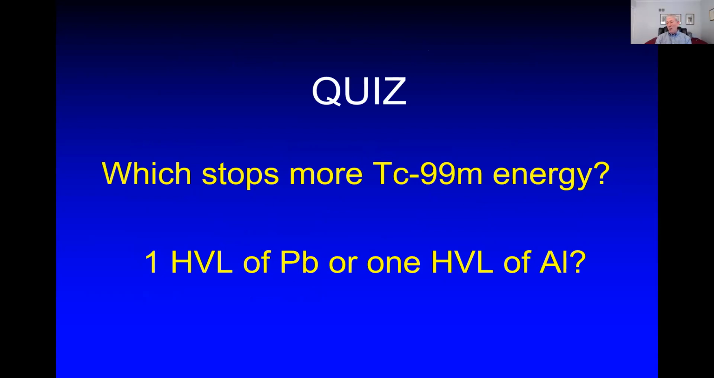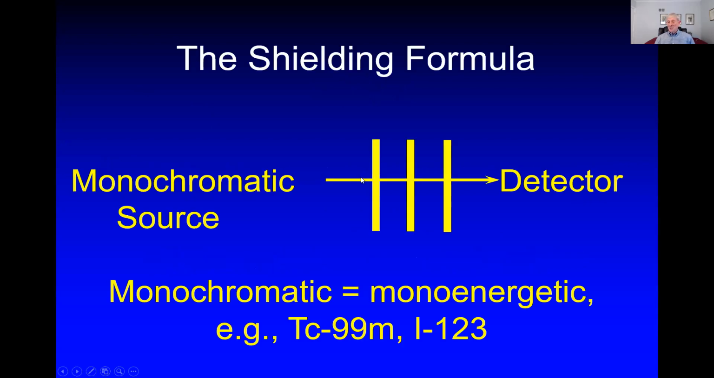Which weighs more, a pound of lead or a pound of aluminum? They weigh the same. Same, right? A pound is a pound. A half-value layer is a half-value layer. The lead's going to be 0.2 of a millimeter, and the aluminum might be 2-3 centimeters, but we don't care. Once we know how many we've got, that's all we care about.